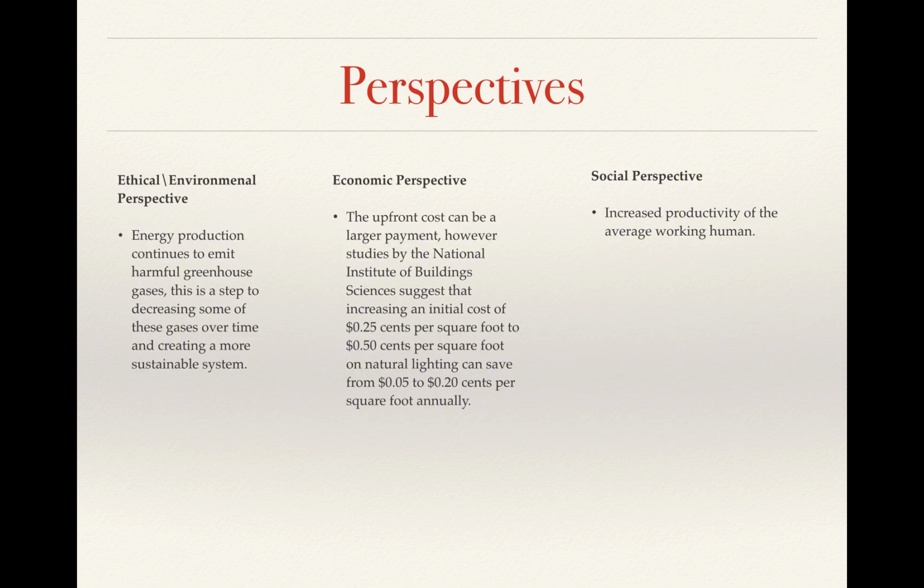Here we analyze the benefits of daylighting based on different perspectives. From an ethical and environmental perspective, energy production continues to emit harmful greenhouse gases, so daylighting is a big step to decreasing some of these gases over time and creating a more sustainable system in commercial structures. From an economic perspective, the upfront cost can be larger, but studies by the National Institute of Building Sciences suggest that increasing an initial cost of 25 cents per square foot to 50 cents per square foot on natural lighting can save from 5 to 20 cents per square foot annually, depending on the efficiency of the structure. And from a social perspective, studies from the American Council for an Energy Efficient Economy have shown that productivity amongst the average working person has increased when incorporating daylighting into an office setting.